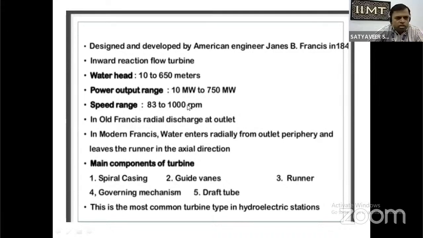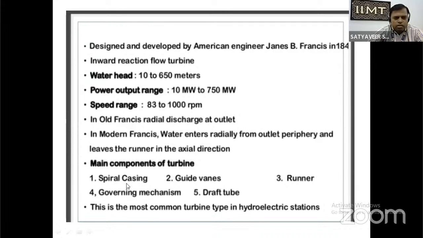In case of the old Francis radial reaction turbine, these are based on the discharge at outlet, and in the modern Francis turbine, water enters radially from the outer periphery and leaves the runner axially. What are the main components of the turbine? There are 5 main components of the reaction turbine. The first part is the spiral casing, then guide vanes, the runner, governing mechanism, and draft tube.